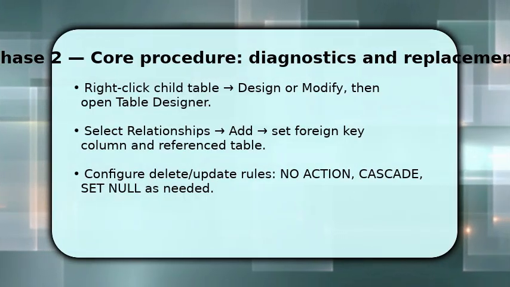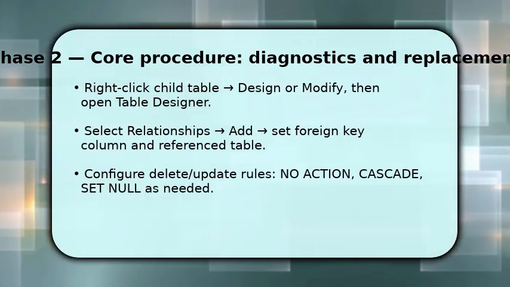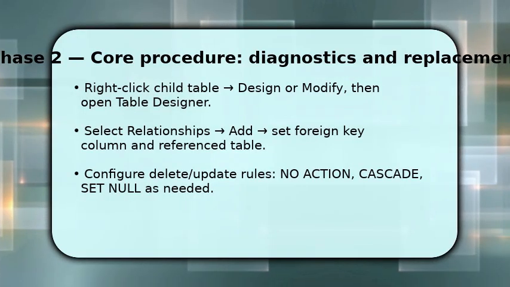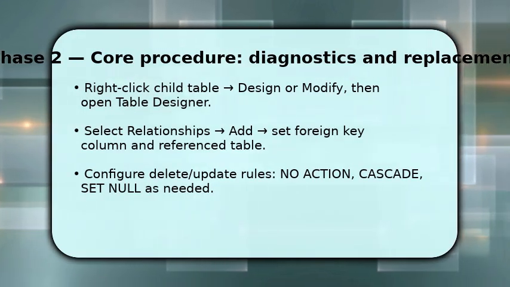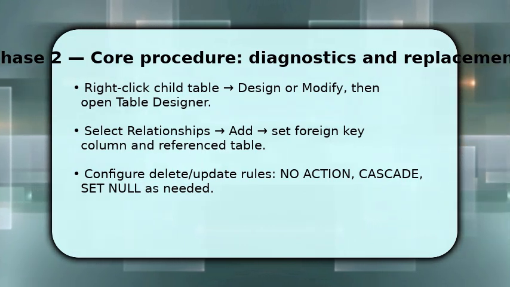Configure referential actions. Choose Cascade for automatic deletes or SET null when you want to preserve orphan rows. No action prevents accidental deletions. Finally, validate column data types. Match exactly to avoid errors when applying.